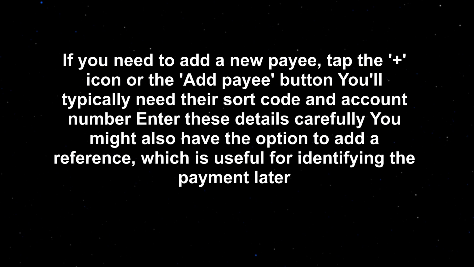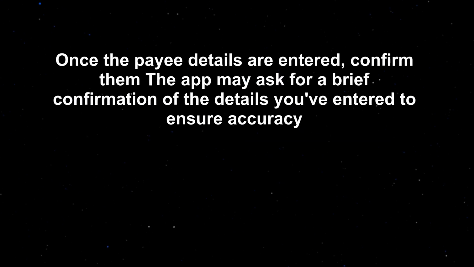You'll typically need their sort code and account number. Enter these details carefully. You might also have the option to add a reference, which is useful for identifying the payment later. Once the payee details are entered, confirm. Then the app may ask for a brief confirmation of the details you've entered to ensure accuracy.